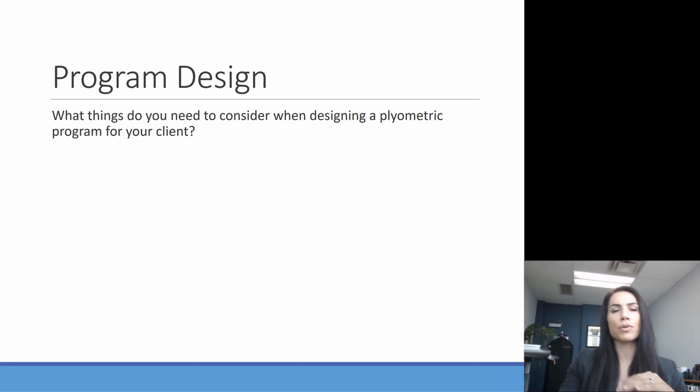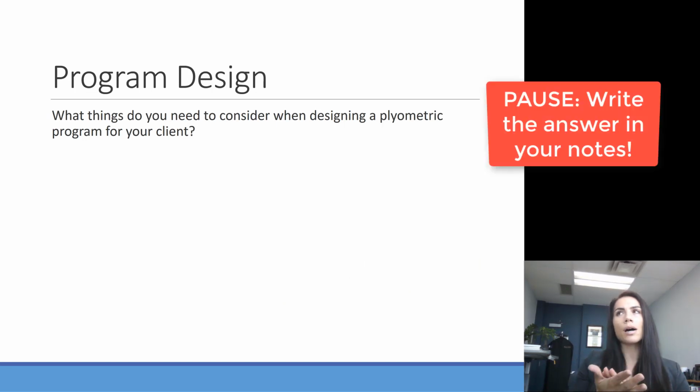So now let's get into your program design. I want you to pause right now and I want you to think about what are some things that you need to consider when you're designing a plyometric program for your clients. So pause, maybe even type or write down some things right now. So what are things that you need to consider?